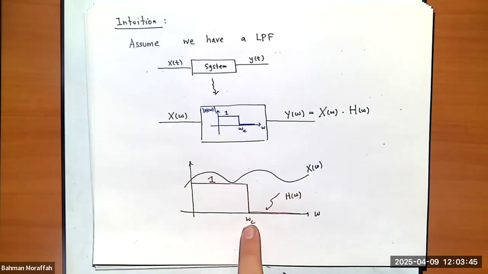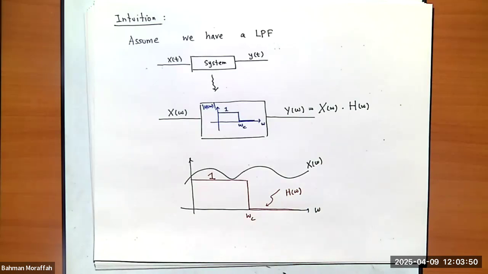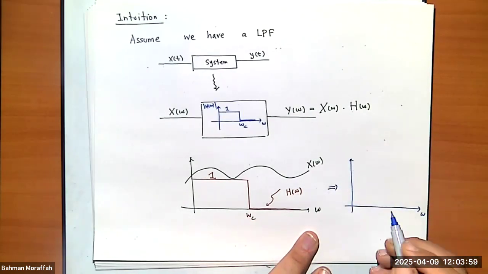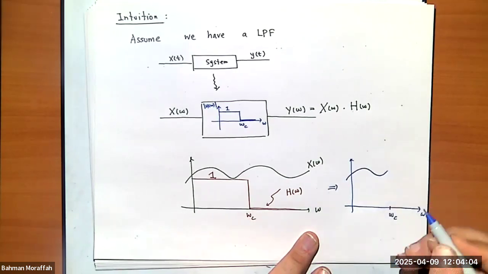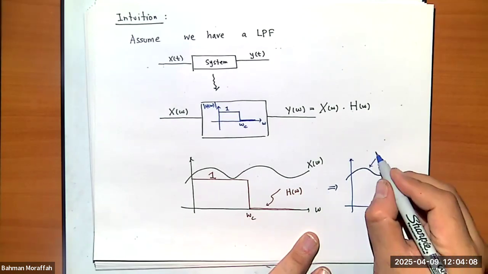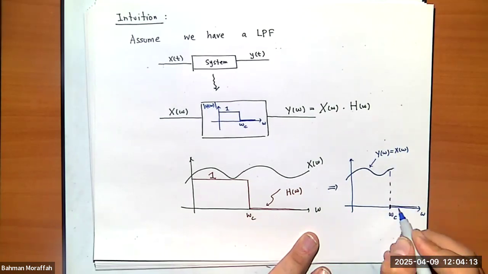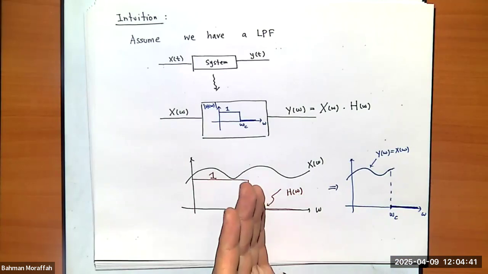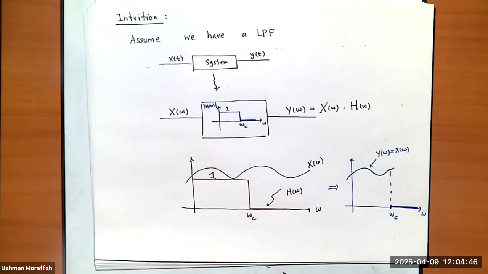What happens after omega c? I am multiplying 0 by x of omega, so I basically zero out whatever I have. So if I look at the output, up to this omega c, I have exactly the same as x of omega. But as soon as I hit omega c, this becomes 0. And hence the name filter. It keeps all the frequencies that are lower than omega c and rejects all the frequencies that are greater than omega c. The same intuition holds for a high pass filter. If I have my x of omega and a high pass filter, I keep all the frequencies that are higher than omega c and zero out the rest. Same for band stop, same for a band pass filter.